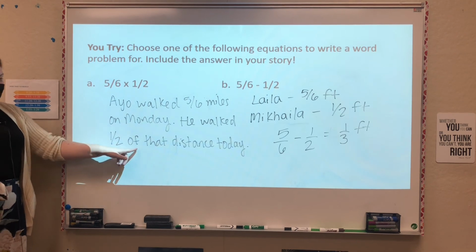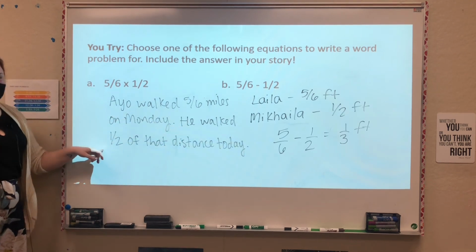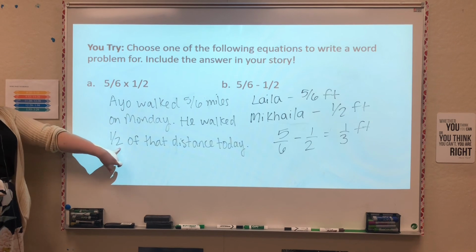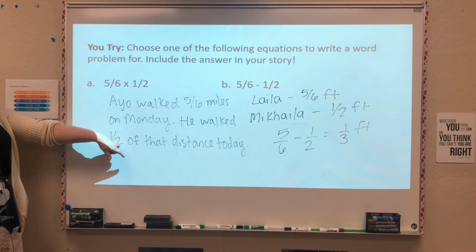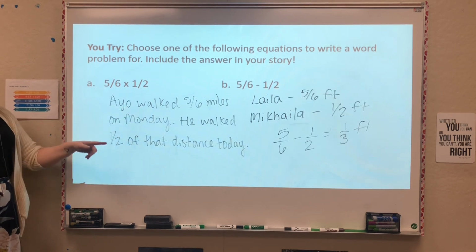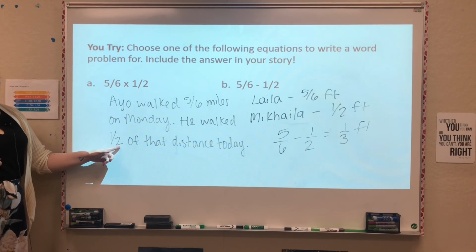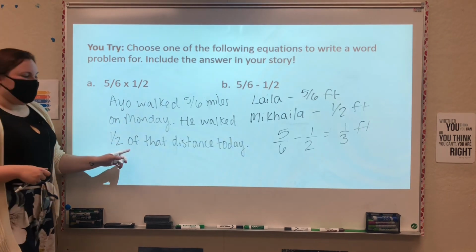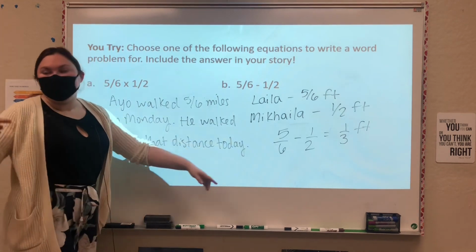Yeah. So we don't know. It's saying he walked half of that. We don't know how far he walked today. We just know it's half of this. It's not saying he walked half a mile. It's saying I'm giving you some information about what he walked today.